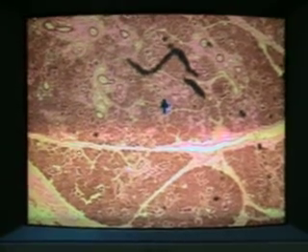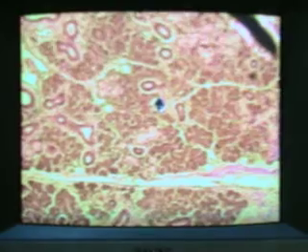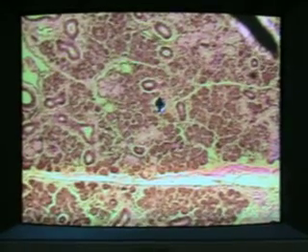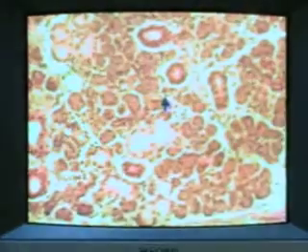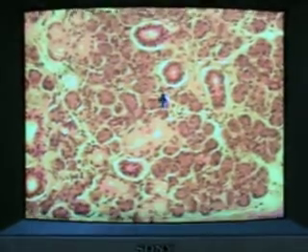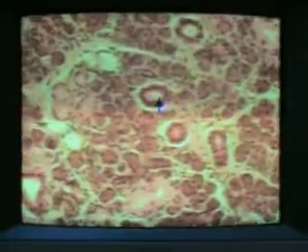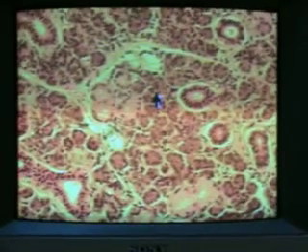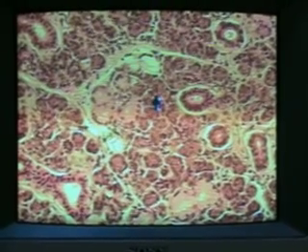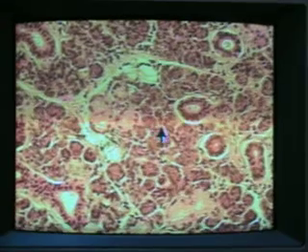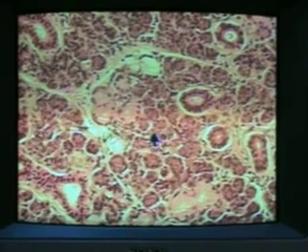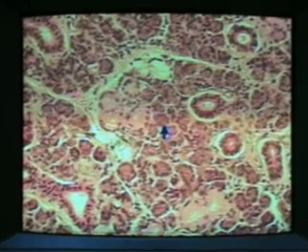Let's go up a little bit in magnification. That's 10x. Now we're going to go to 20x, and you'll be able to see right here, for example, these are going to be the serous secreting cells, these little acinous groups.